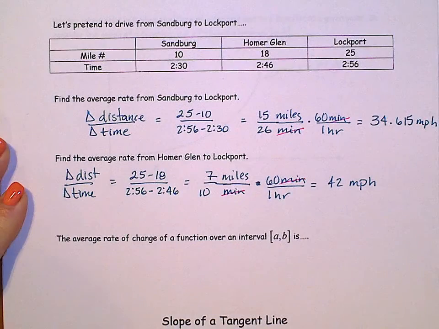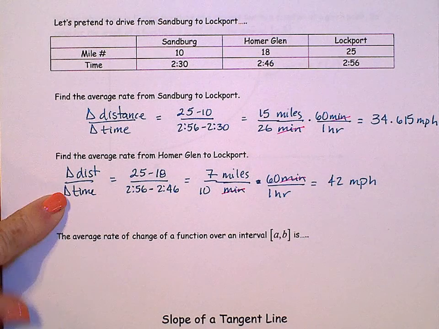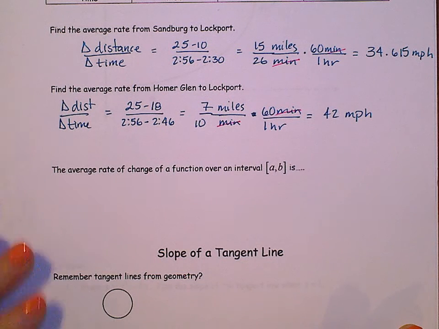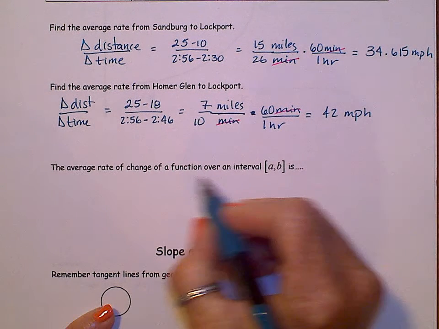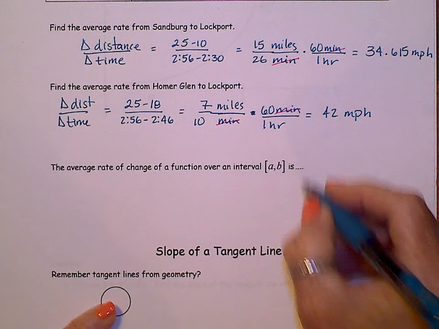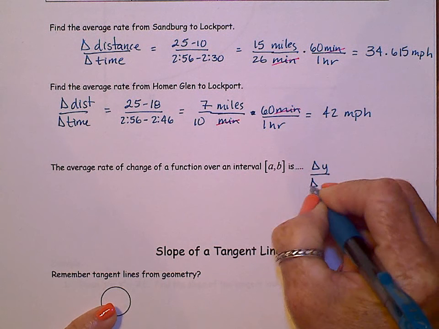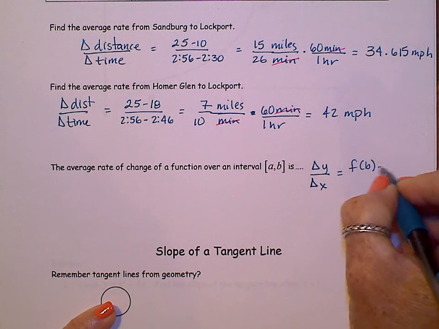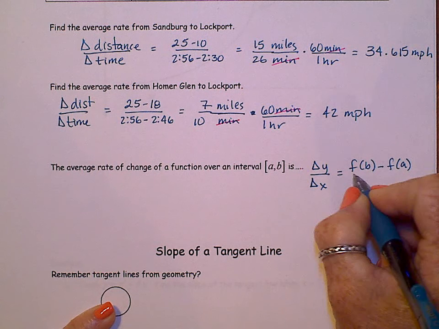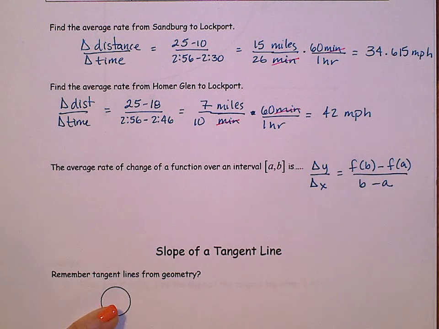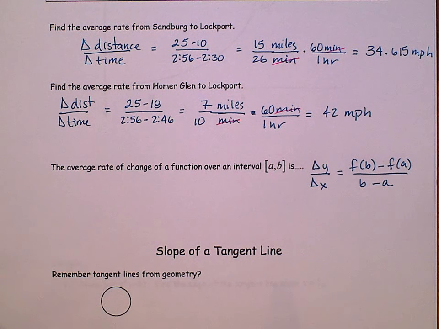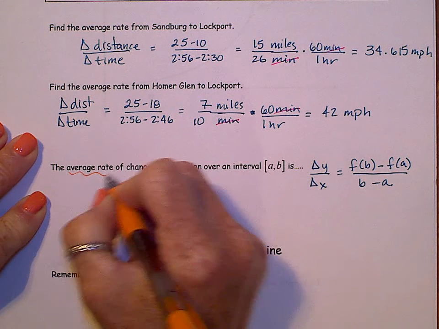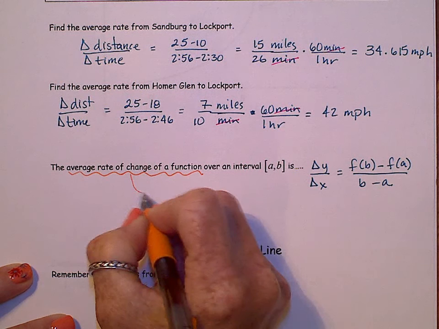For a specific example, it's change in distance over change in time. However, if we want to look in general and talk about the average rate of change of a function over an interval from a to b, that's going to be change in y over change in x, which is f of b minus f of a, all over b minus a. And you should recognize this. Average rate of change of a function is the slope of a line.